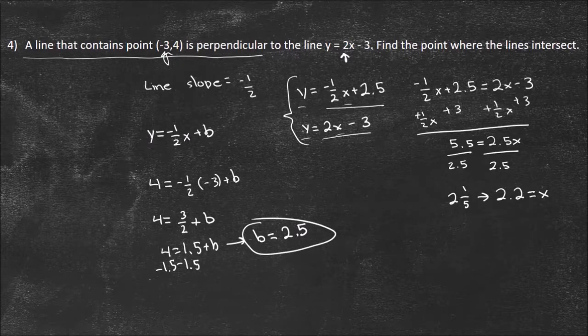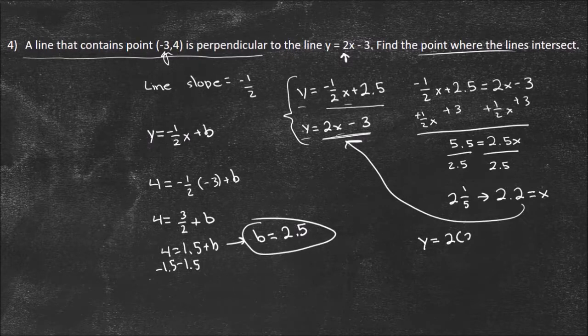Okay, so that's good. We found the x, but we want to know the point where they intersect. Remember, for a point, you have to have the x and the y. So now I just plug that into either one of my equations, either one of these two up here. And I would obviously prefer to do the easier one, and I think this one would be easier because there's no fraction in it. So let's say y equals 2 times my 2.2 minus 3. So y equals 2 times 2.2, which is 4.4, minus 3 equals 1.4.